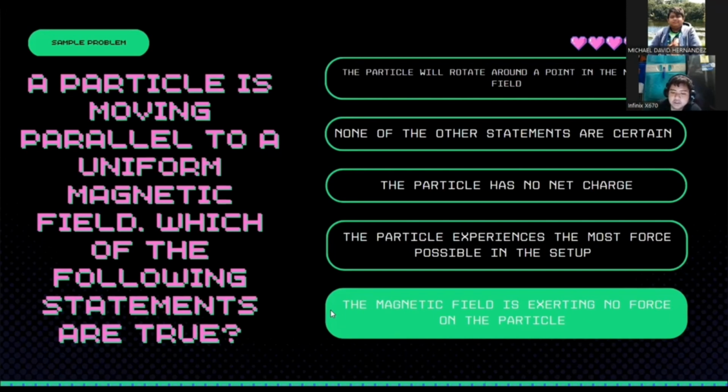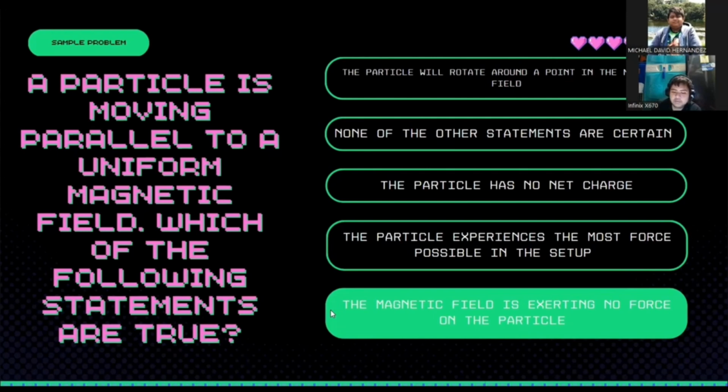This means that when a charged particle is moving perpendicular to the field, due to the cross product, it experiences the most amount of force because qvB is equal to qvB sine theta, and theta equals 90 degrees when it's perpendicular. This means that the charged particle will experience no force due to the magnetic field when it's parallel.